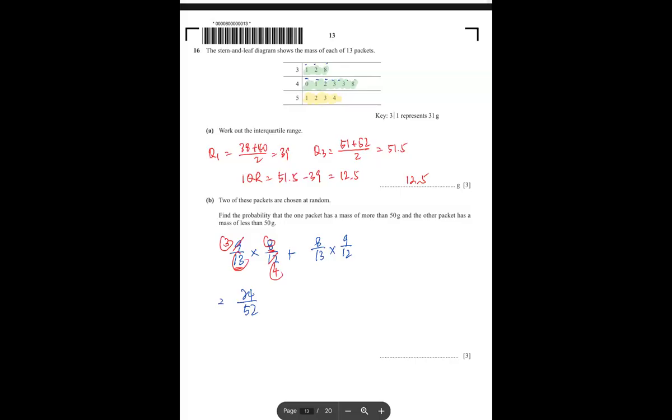Wait, 3 times 8. Oh, wait, 8 and 4 can simplify further. Hang on. Anyway, I just continue from here. So 24 and 52. The second multiplication is also 24 over 52. Just add them up. This is 48 over 52.